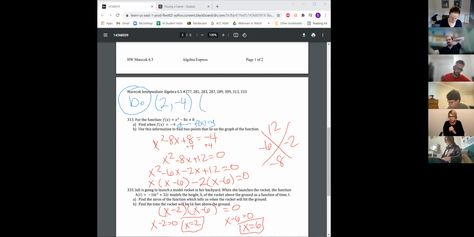6, -4. Yep, 6. We boxed that at the bottom. And again, we made our y -4. So those are our 2 points. What if we wanted to find x-intercepts?